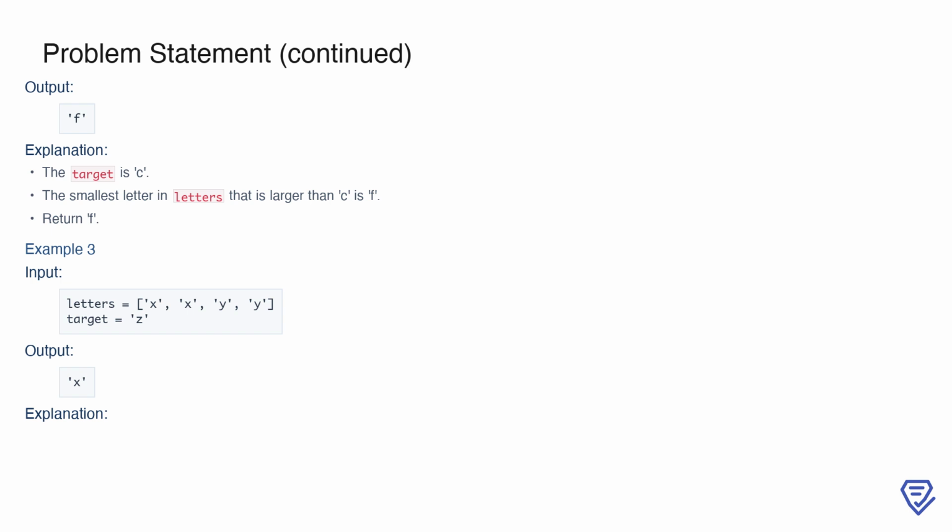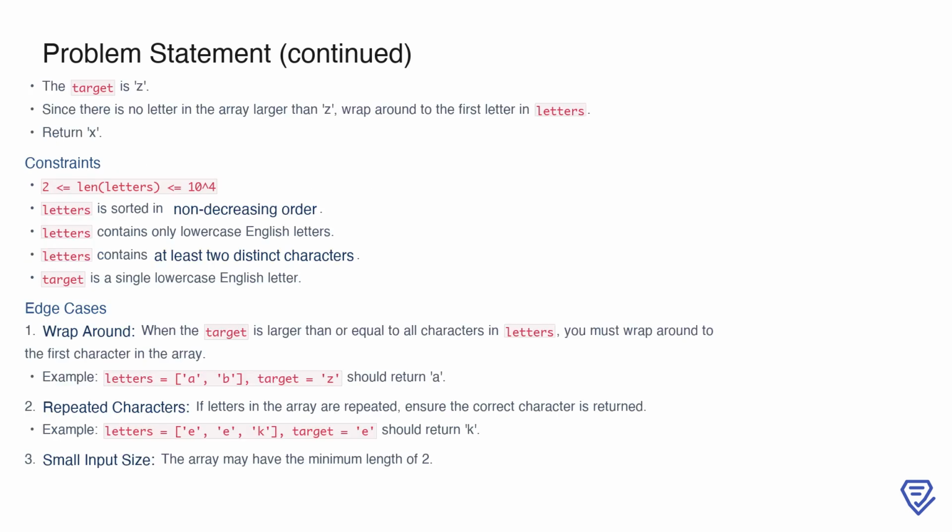Now, what happens if the target is larger than all the letters in the array? For example, consider letters equals X, X, Y, Y, and target equals Z. In this case, the target is Z, which is greater than every letter in the array. When no letter in the array is larger than the target, the problem specifies that we must wrap around to the beginning of the array. The first letter here is X, so the output should be X. This demonstrates the wraparound behavior when no valid letter exists beyond the target.